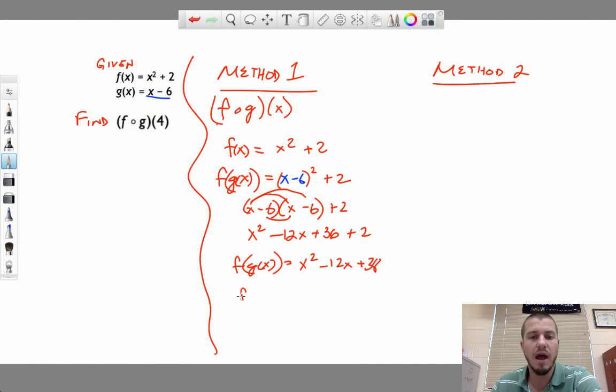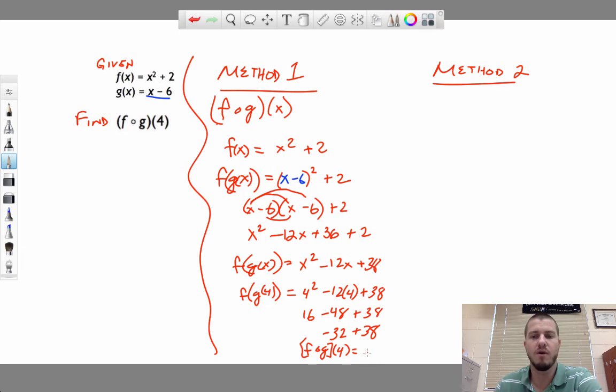Well, in this case, I want f of g of 4. So now I can go ahead and plug in 4 for x, and I get 4 squared minus 12 times 4 plus 38. 16 minus 48 plus 38. Negative 32 plus 38. f of g of 4 is equal to positive 6.